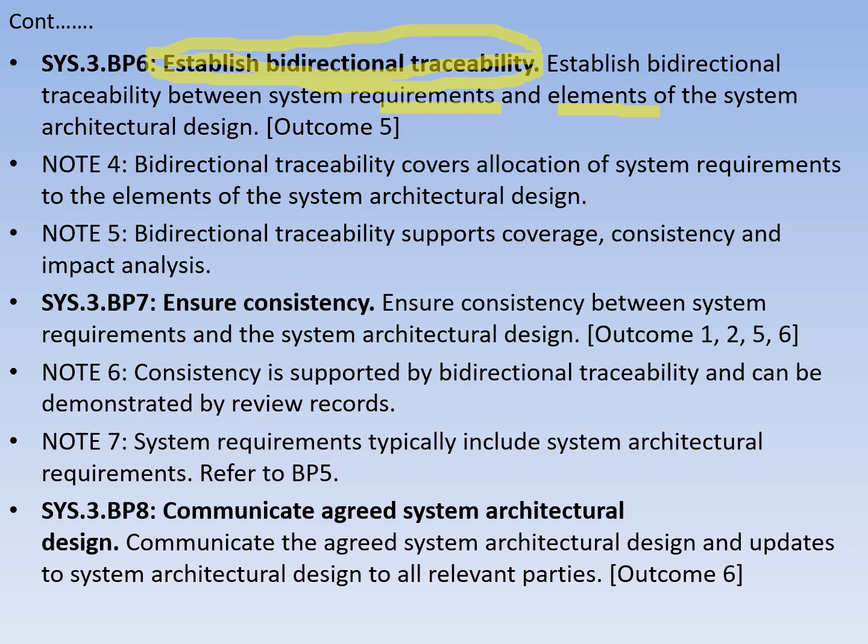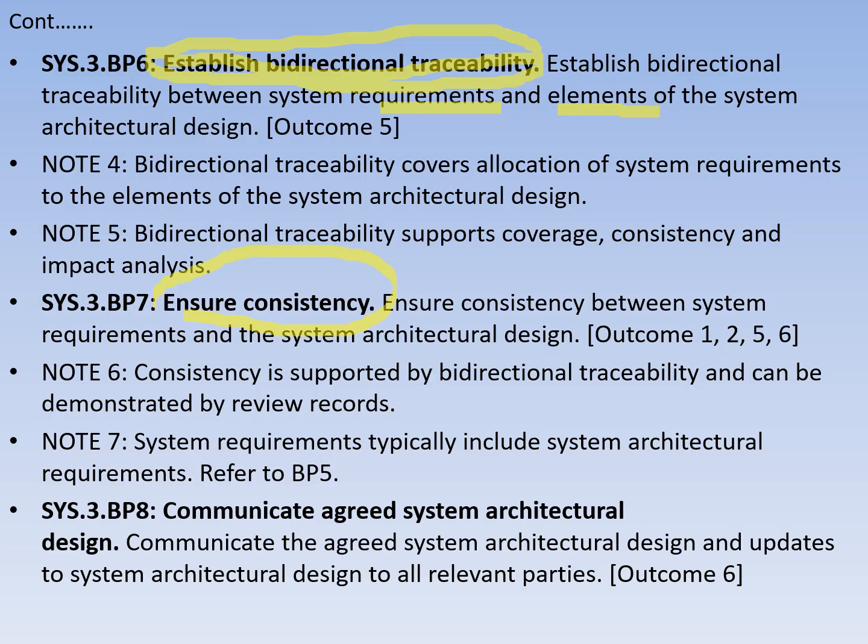Now, base practice 7, ensure consistency. I already emphasized the importance of this word consistency. Ensure consistency between system requirements and system architectural design. Consistency is supported by bidirectional traceability and can be demonstrated by review records. System requirements typically include system architectural requirements.